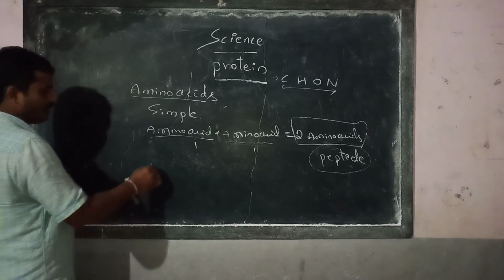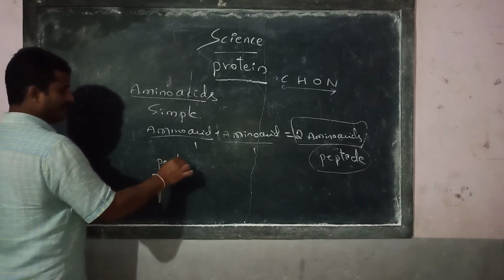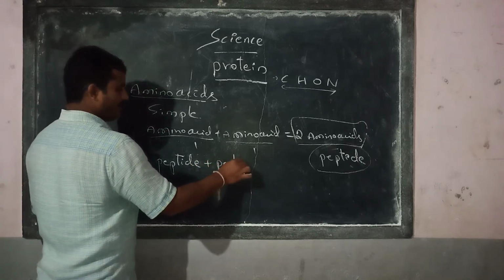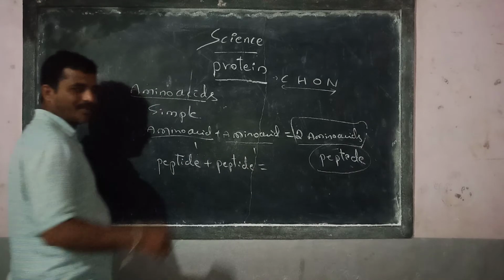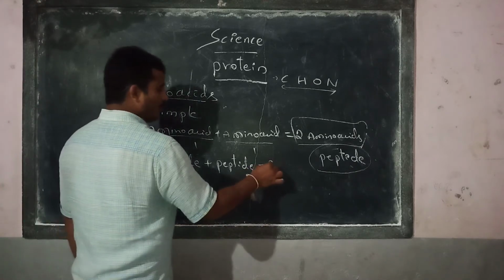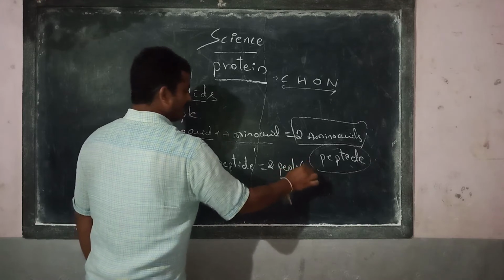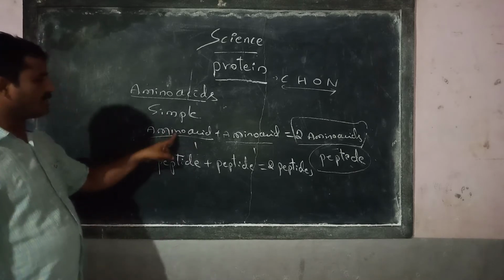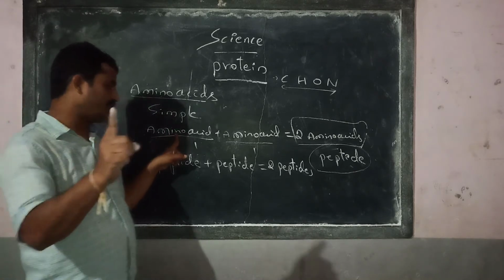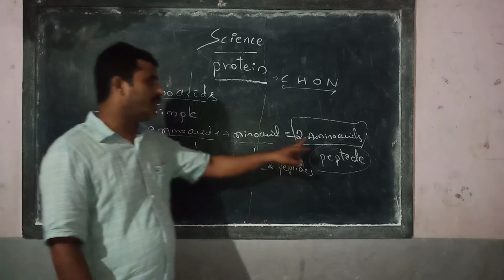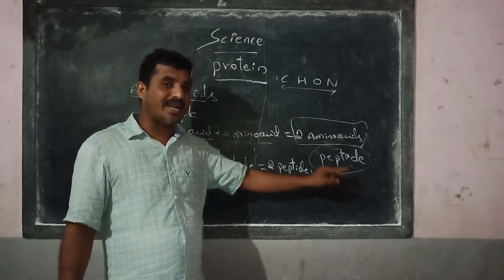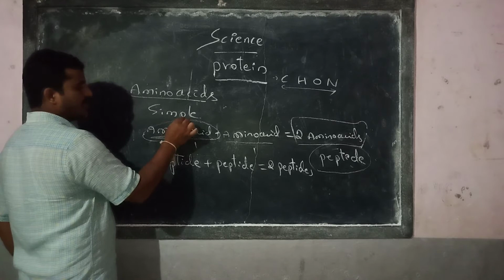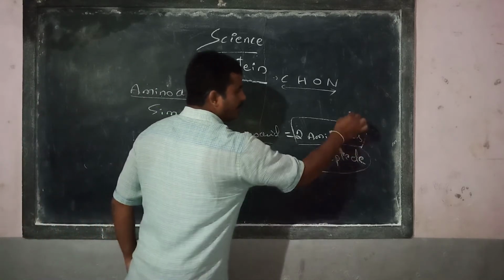Now see, one peptide unit plus another peptide unit. What is the resultant product? Obviously, two peptides. Isn't it? Try to understand this. One molecule of amino acid, another molecule of amino acid together formed two molecules of amino acids, which is called a peptide. So now compare this peptide and amino acids. Amino acids are simple and a peptide is complex.